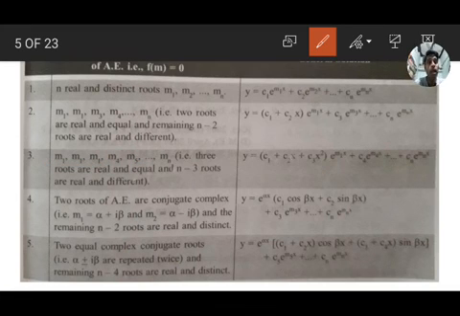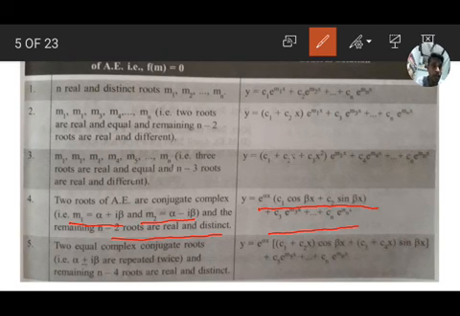Fourth one, conjugate complex roots. Two roots are alpha plus i beta and alpha minus i beta, and the remaining roots are real and distinct. Two roots being complex means y equals e to the power of alpha x (c1 cos beta x plus c2 sin beta x), and the remaining are real and different, so c3 e to the power of m3x plus c4 e to the power of m4x plus ... cn e to the power of mnx. That is, two roots are complex and the remaining are real and distinct.